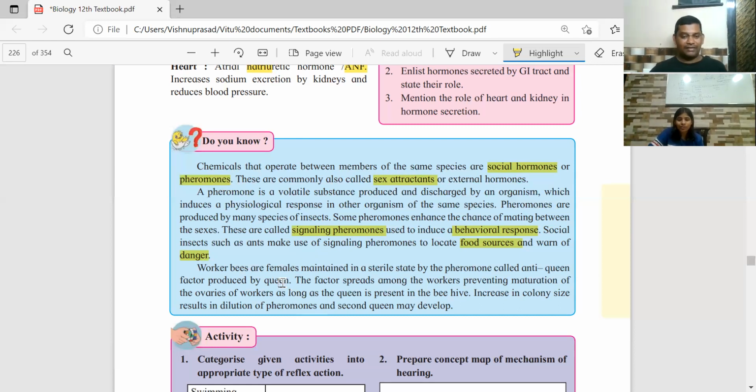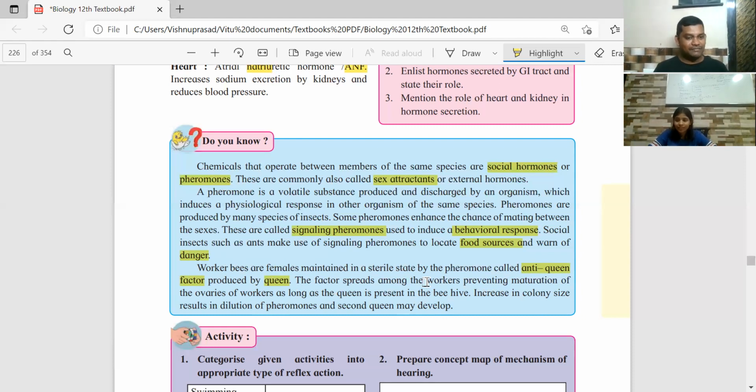In the case of honeybees, this is very interesting. There is only one fertile female in a given beehive, called the queen. The rest of the females are worker bees. They are females, but they remain sterile. The queen bee will produce a pheromone called the anti-queen factor, so the worker bees remain sterile, they don't become fertile.